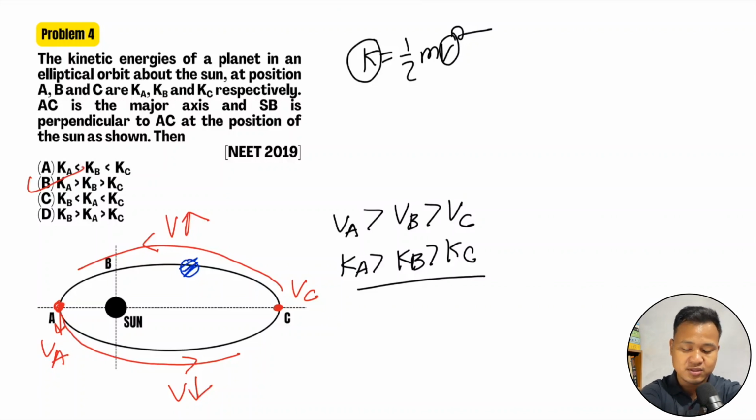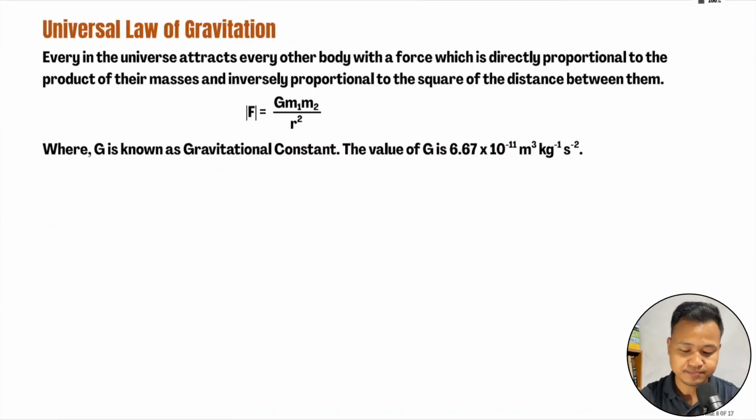This is a Kepler's law question, and the solution involves Newton's law of gravitation. You might have come across this statement: every body in the universe attracts every other body with a force which is directly proportional to the product of their masses and inversely proportional to the square of the distance between them.